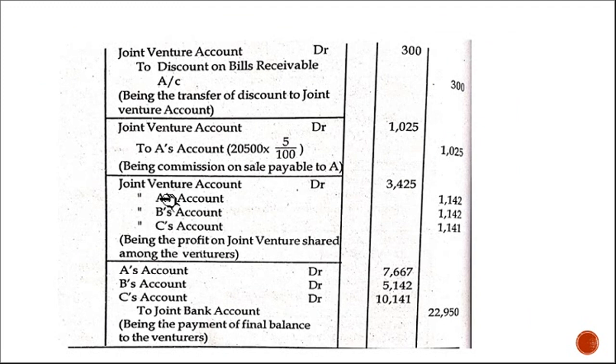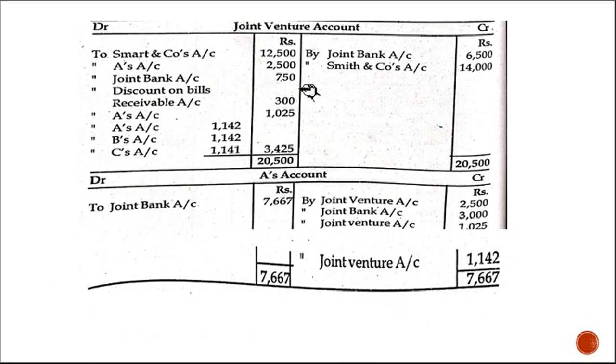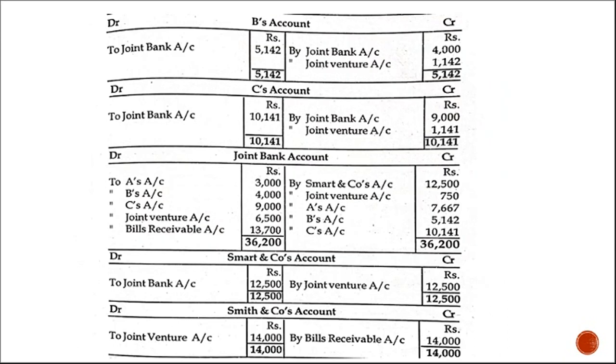Same thing. Here you see, when we got the profit, we can fill it. Joint venture account debtor to A's, B's and C's, 3,425. See, 3,425 to all. Joint venture account debtor to all the venturers. Clear? Okay, so A is over. Next comes B's. Same thing.